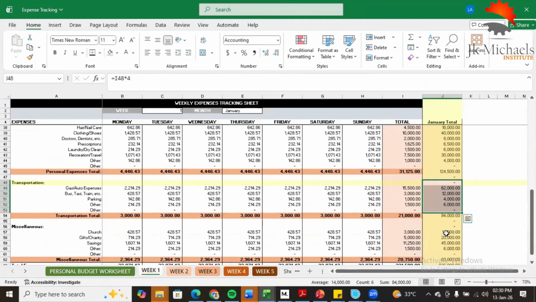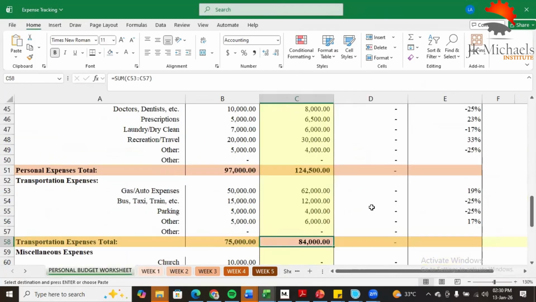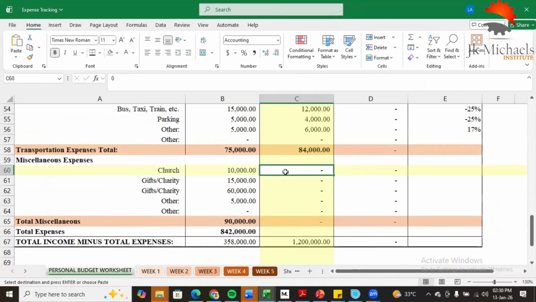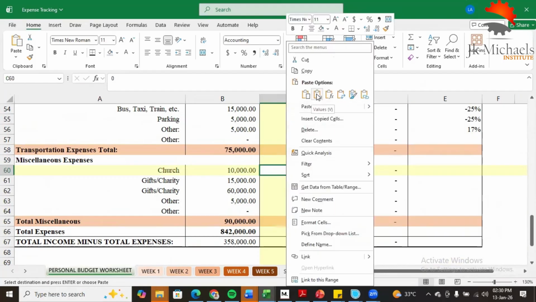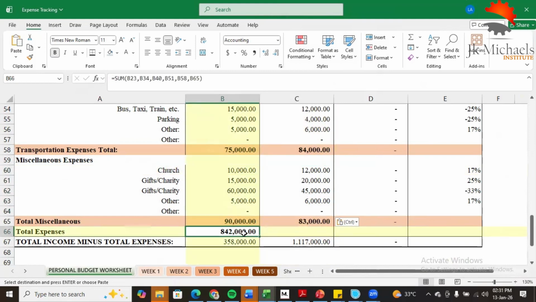Again, I spent more than I planned for. And then last but not the least, we have our gifts and our miscellaneous. Hopefully, this would save us. Right. 83,000. Okay, so this is less than what we planned. We planned to spend 90. We've been able to save about 7,000. And so when we hit this together, we can see that our total expenses was higher.